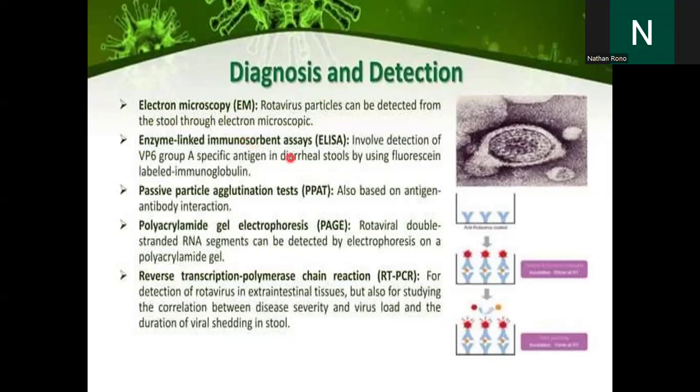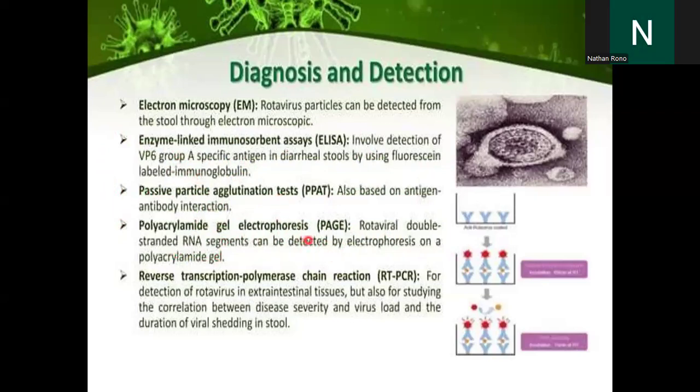Then enzyme-linked immunosorbent assay, which is ELISA, detection of VP6 group A. So remember the structural proteins we had mentioned, VP6, specific antigen in diarrheal stools by using fluorescent labeled immunoglobulin. Then we have the passive particle agglutination test, also based on antigen-antibody interaction. Polyacrylamide gel electrophoresis: rotaviral double-stranded RNA segments can be detected by electrophoresis on polyacrylamide gel. So all of these are immunological ways of detecting.